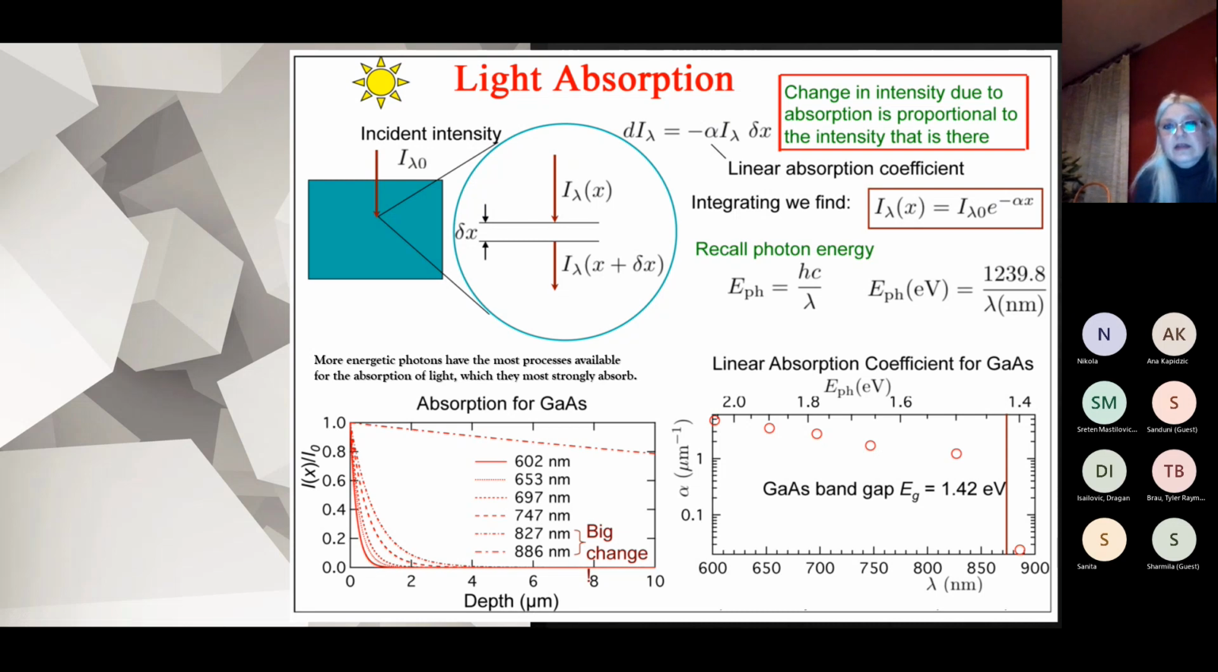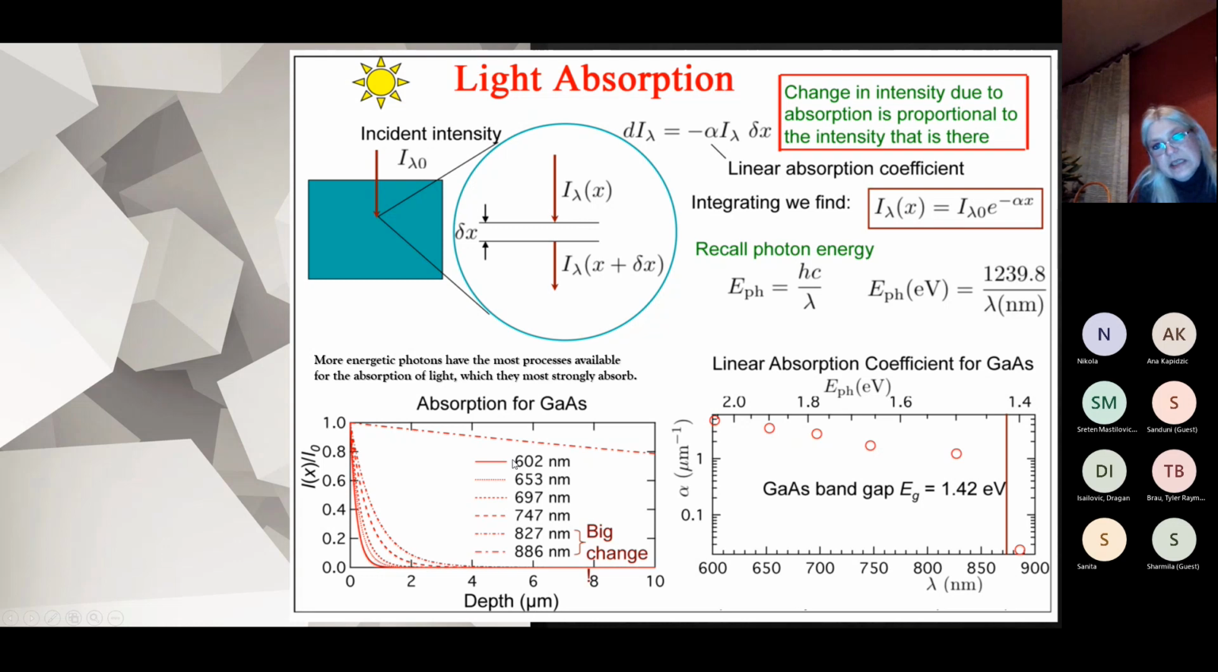Here you can see that if you have a photon of lower wavelength, you're going to have a higher photon energy, and the opposite: if you have a higher wavelength, you have a lower photon energy. Here you can see an exponential function, and this line is for the highest photon energy. We can see that the photons with the highest energy are absorbed the best.